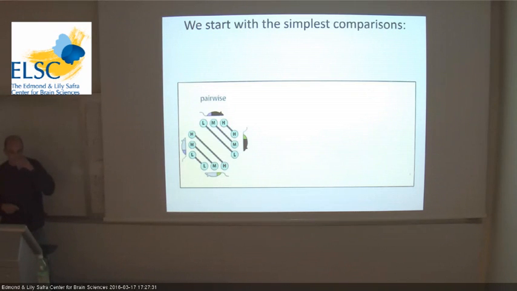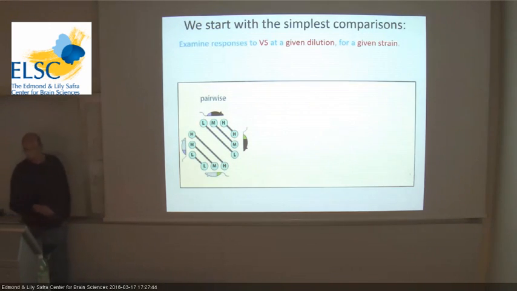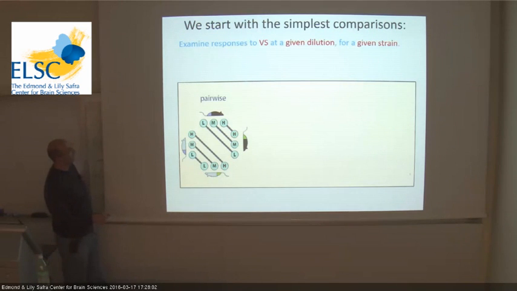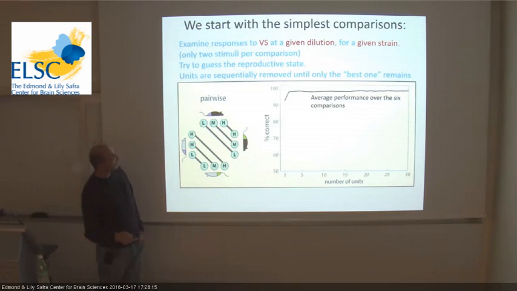So we start with the simplest comparisons that we can think of. Here are the 12 different stimuli: the 4 different animals that I mentioned before, and 3 different dilutions for each animal. The simplest comparison I can think of is to look at vaginal secretions. We know that these are vaginal secretions at a given dilution for a given strain. So for example, comparing this one to this one, they're both at high concentration, they're both from the black strain, the C57 strain, and they're both vaginal secretions. So the only thing that differs between these two is the reproductive state of the animal from which the stimulus came.